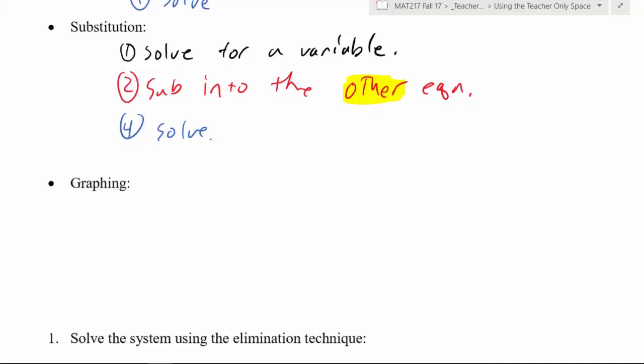And then as we progress through the class, we're going to move to things that there's no way you could ever graph them or get anywhere close to an accurate answer when you're graphing. So you're going to want these other techniques.